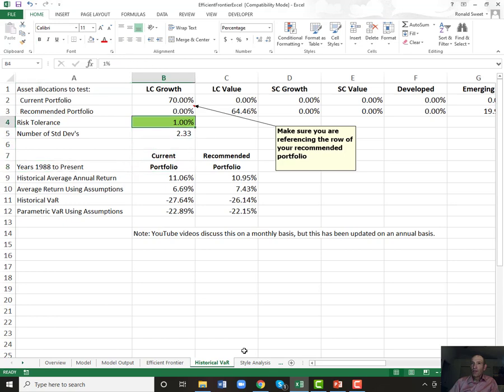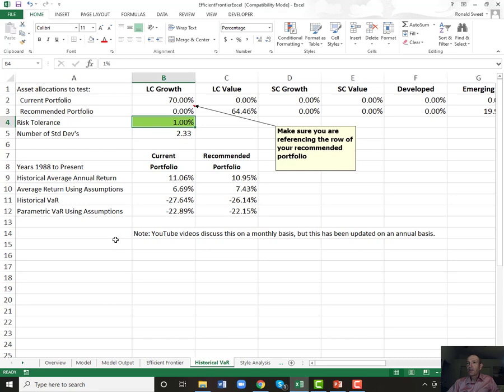You do have to realize that a 1% risk tolerance is going to make your historical VAR essentially the third worst year. If you do a 0.1%, then you can't even get a true historical VAR, because that would be a 0.3 year, so it would essentially be your worst year. So when I pick 1% versus, you notice if I go up to 5%, it changes my historical VAR pretty dramatically. So I'll do 1%.